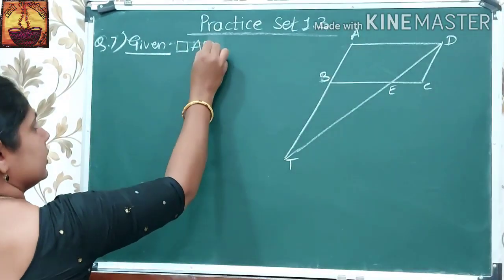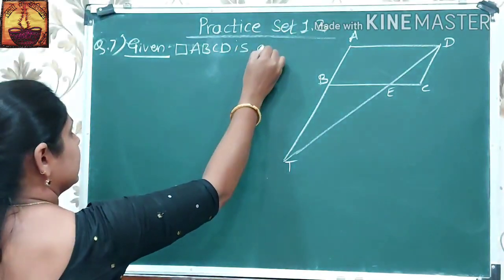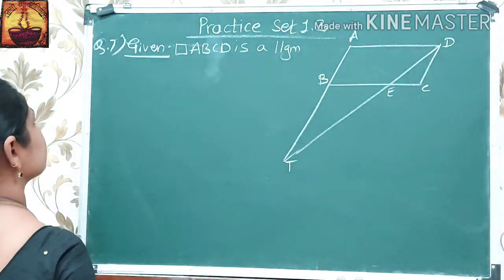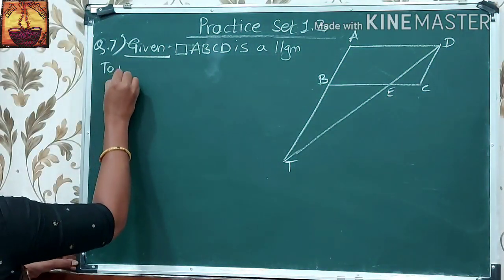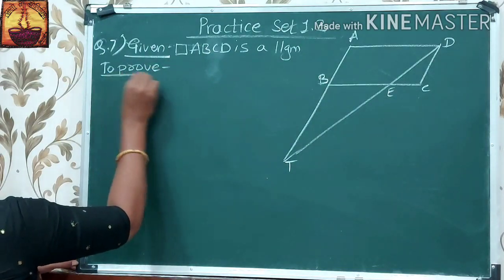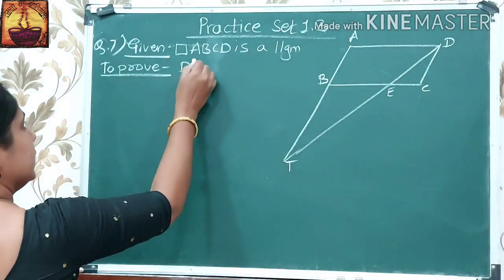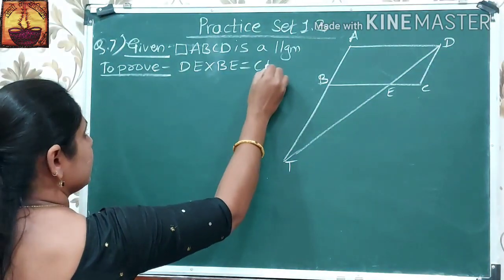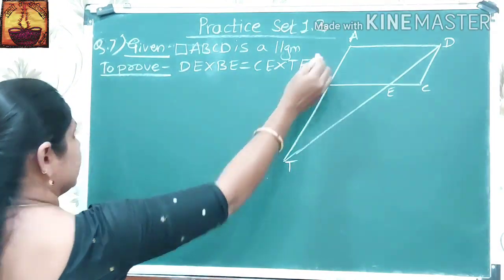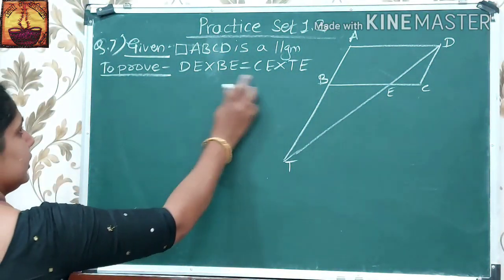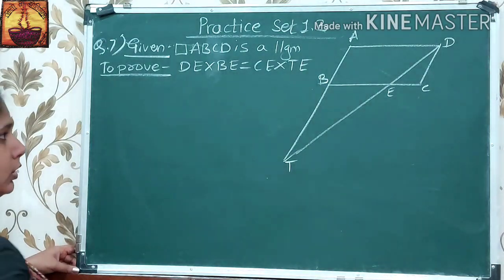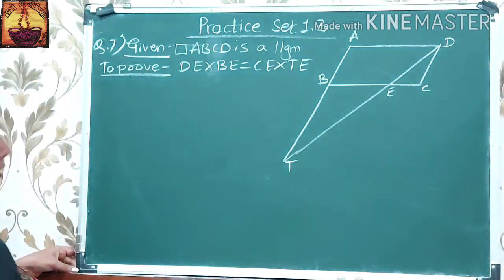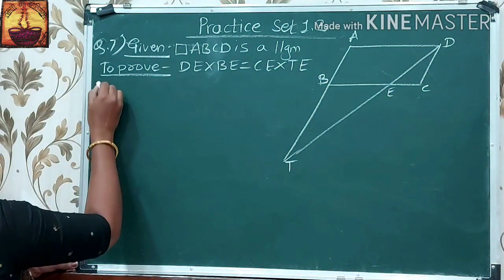Here given is ABCD is a parallelogram, and we have to prove DE into BE is equal to CE into TE. For proving that, first we have to prove that triangle CED and triangle BET are similar triangles. Therefore, write here proof.